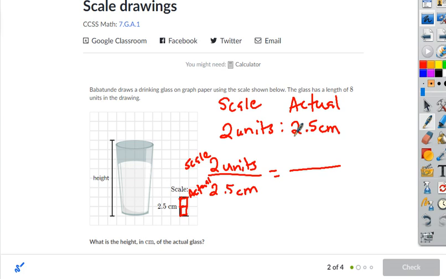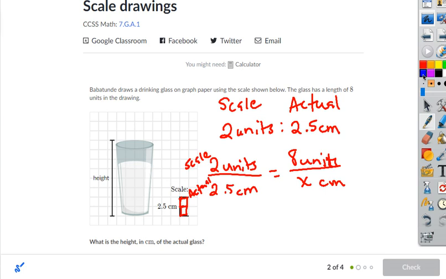which should be equal to, now I'm going to go back to the problem. I'm looking for the height in centimeters of the actual glass. Well, the actual glass, I don't know. So there should be X centimeters automatically. So then by default, how do I know how much the scale number of units was? Well, it told me the glass has a length of 8 units in the drawing. So I'm going to put 8 units in the scale. I could have also confirmed 1, 2, 3, 4, 5, 6, 7, 8. But either way it goes, once you have it set up, the scale went from 2 units to 8 units. The actual went from 2.5 to I don't know.